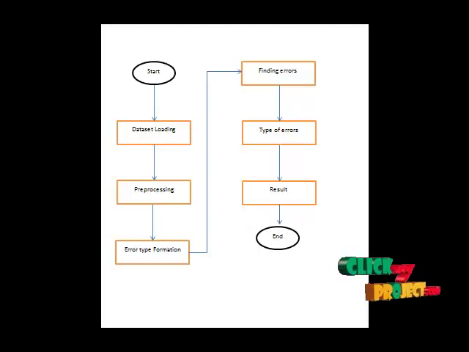Then we find the result with the errors. From that result we show the different types of error with their results. The use of the error type formation is to reduce the time, and we predefine the types of error which can occur in the data set.